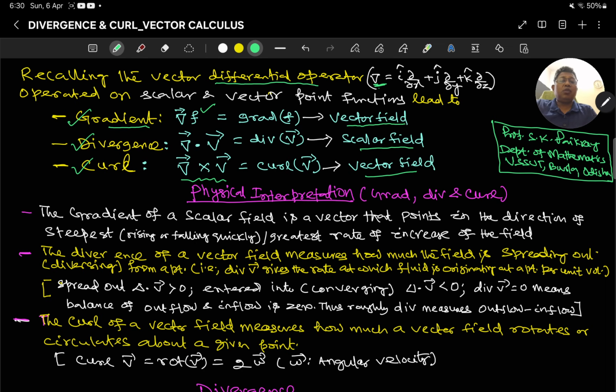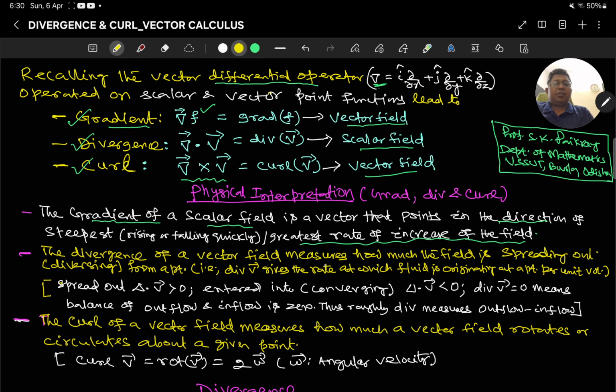Now coming to the physical interpretation of gradient, divergence and curl, the gradient of a scalar field is a vector that points in the direction of greatest rate of change of the field. As I have told you, if we move from the bottom to the top of the hill, looking at the top, it should be in the direction of the gradient. So now, divergence.